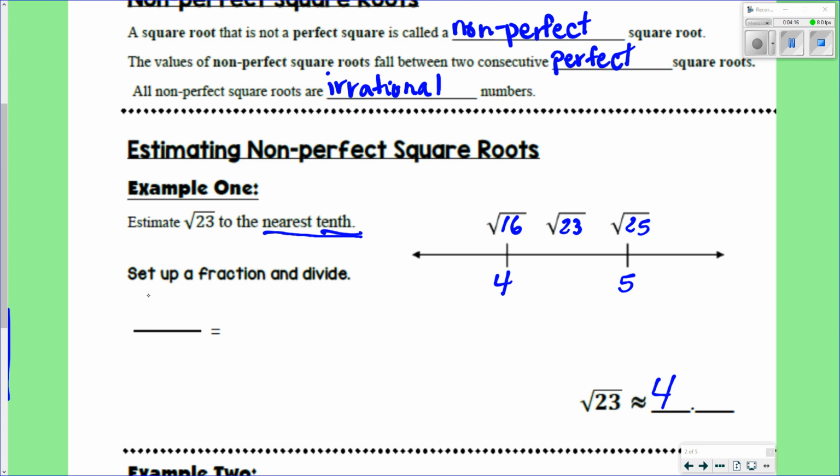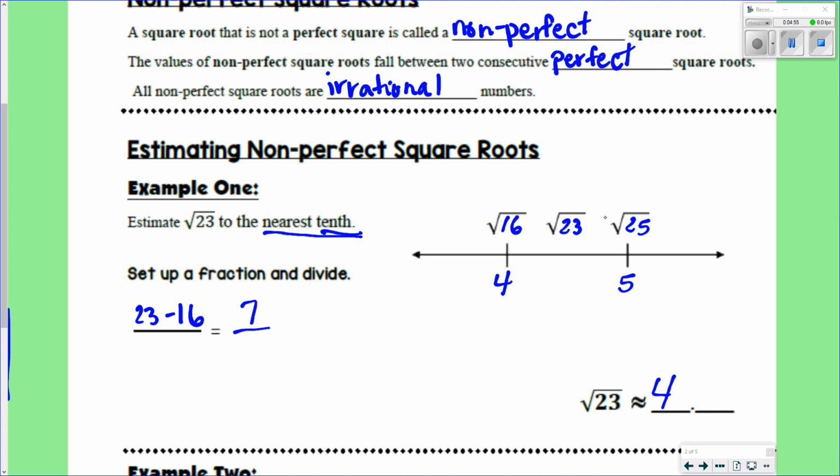To get our numerator, we are going to find the distance 23 is from 16. So the distance, we can just subtract. 23 minus 16 is 7. Now to get your denominator, that's your whole. So this is part of the whole. 23 is 7 away from 16. Out of the whole, which would be 25.